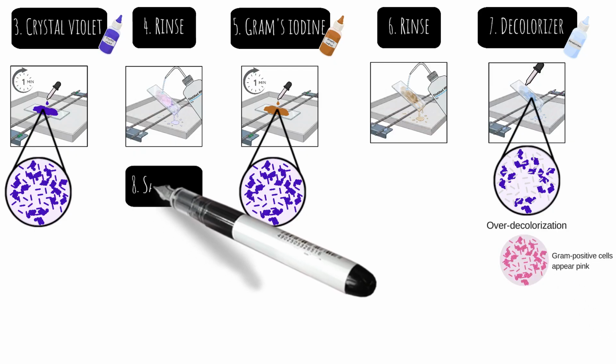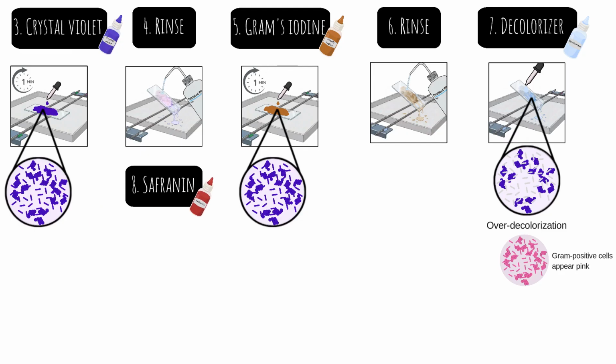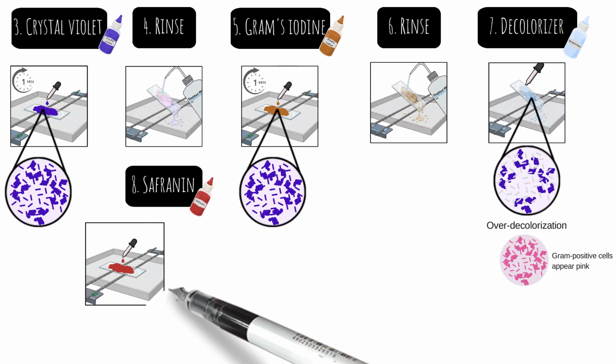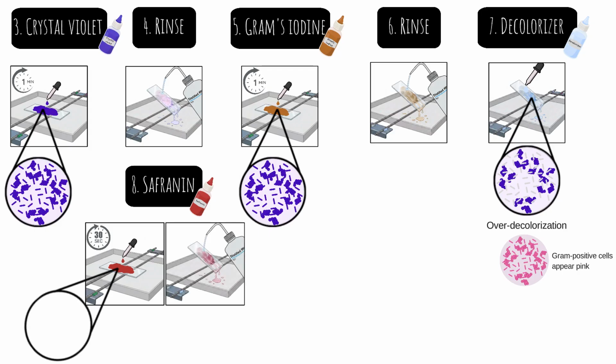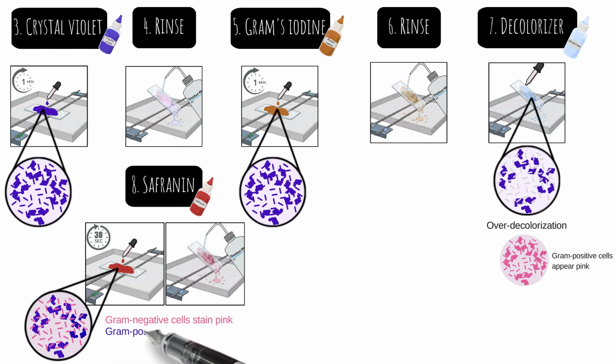Step 8. Apply the counterstain safranin. Flood the slide with safranin and leave it for 30 seconds. Then rinse with distilled water. Safranin stains the now colorless gram-negative cells pink. Gram-positive cells, which retained the crystal violet, remain purple and are only minimally affected by safranin.